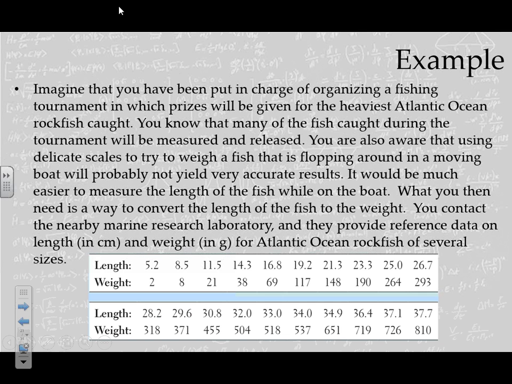When a rockfish measured 5.2 centimeters in length, it weighed 2 grams. When it measured 8.5 centimeters in length, it weighed 8 grams, and so on. So what I want you guys to do in your calculators, I want you to input this data. And I want everyone doing this so you know the exact process that's going on as we go through this type of problem. So take a couple minutes, input that information.